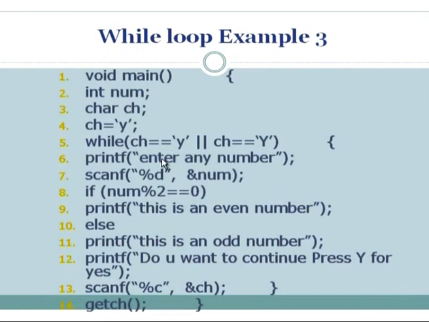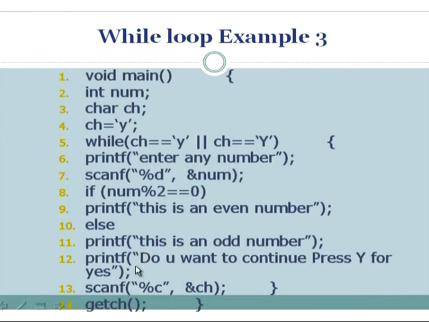So the first time the value of ch is small y, therefore the condition will turn out true, control will come inside the body of the loop and the user will be asked to enter any number. The user will enter the number by using the scanf statement. The condition if num modulus 2 equals 0 will determine whether the number is odd or even. If the number is divisible by 2, it will return a remainder 0 and the message this is an even number will be displayed. If the number is not divisible by 2, it will return a remainder other than 0. Therefore, the if condition will turn out false, the else block will be executed and the message this is an odd number will be displayed. You should remember that here there is a single statement following if and a single statement following else. Therefore, we do not use braces with these statements.